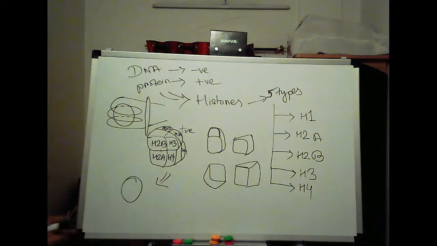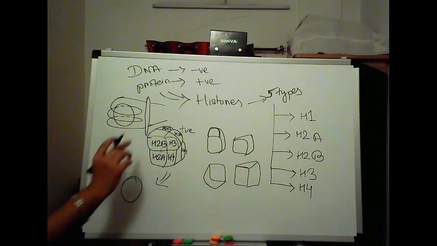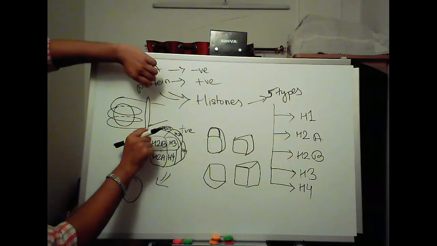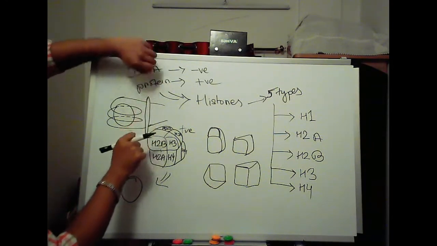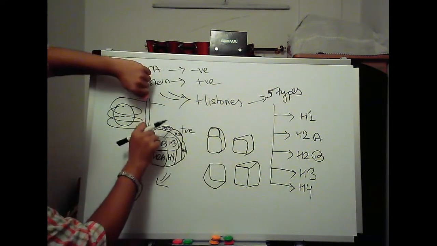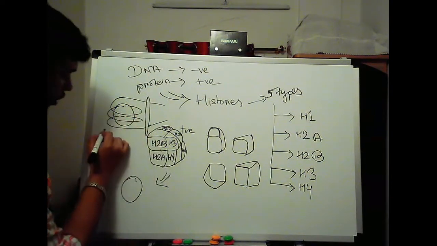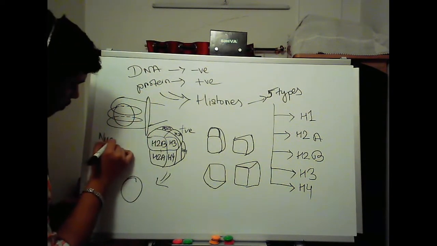Which one will come and clip the parts? So we can see that DNA is now clipped. This part is clipped, held. It won't open easily. You need enzymes to open it, of course. This whole thing is known as a nucleosome.